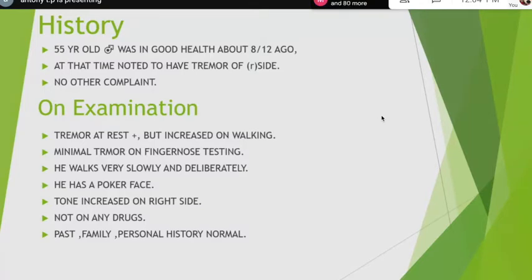On examination, tremor at rest, but increased when walking. Yeah, that's right. So what is the impression you get now? Somebody is having rest tremor on one side. Unilateral rest tremor is a classical feature of Parkinson's disease. Okay, fine, that's good.